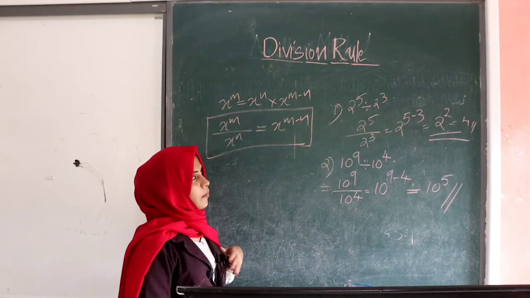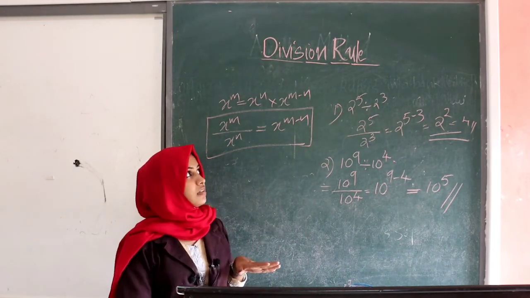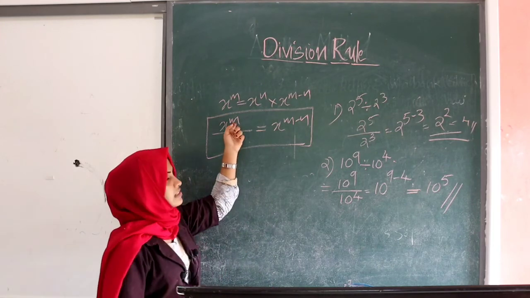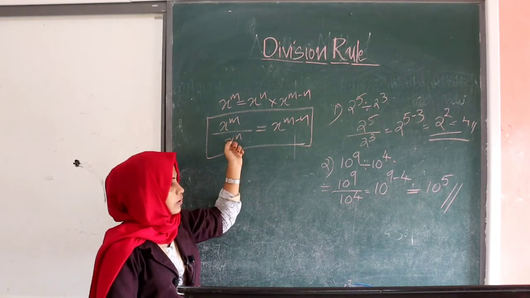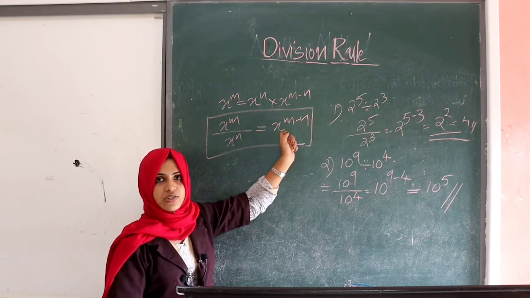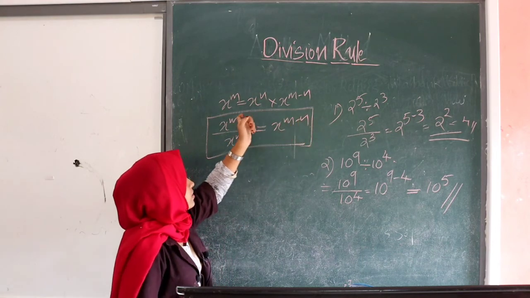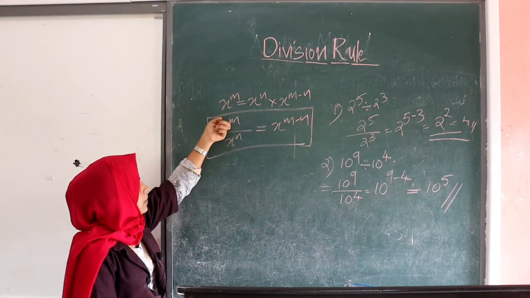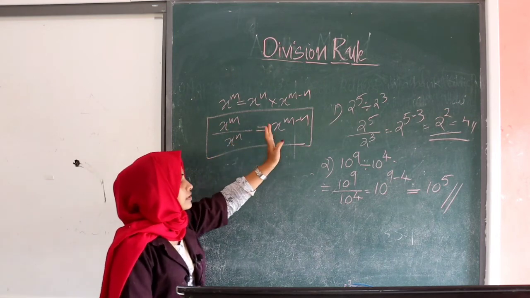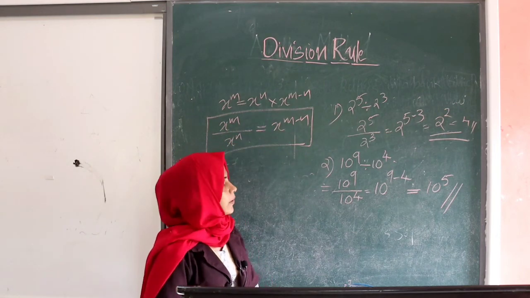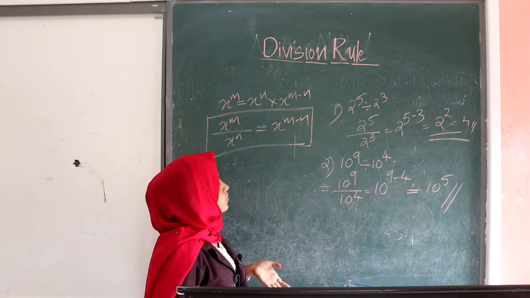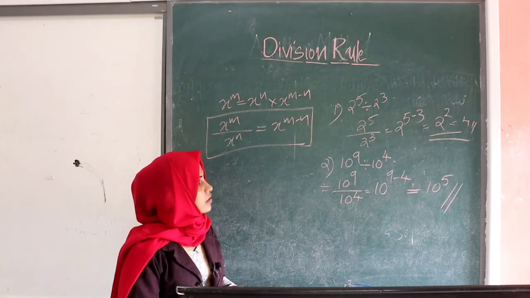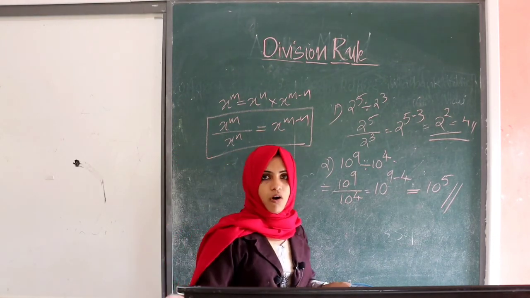So in this topic, today we learned the division rule, which means x raised to m divided by x raised to n is equal to x raised to m minus n. Here x raised to m is the first number and x raised to n is the second number, and x raised to m minus n is our answer. Using the division rule, we can solve many problems. I hope all of you understand.